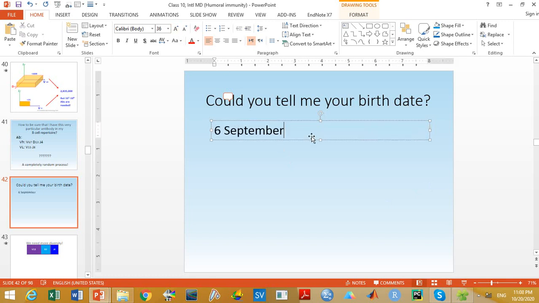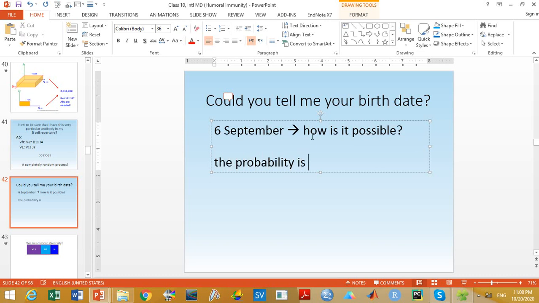So the teacher says with a surprised face, how is it possible? How is it possible for somebody to be born on the 6th of September? The probability is extremely low. The probability for somebody to be born on the 6th of September is 1 over 365, which is less than, I don't know, 0.3% or something. So it's a very low probability for somebody to be born on a particular day in a year.